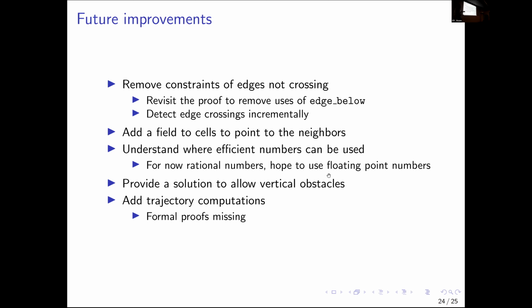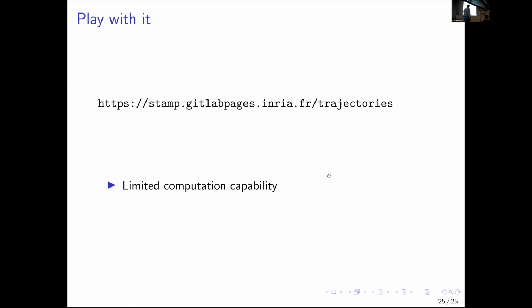And I already have examples making the trajectory computation. So if you want to play with that, you can go to this link. The link is also given in the paper. It has limited computation capabilities because the Coq code has been automatically transformed into JavaScript code, and what is running at this point is a piece of JavaScript, but it has computation limitations. Okay, I'm going to stop here.